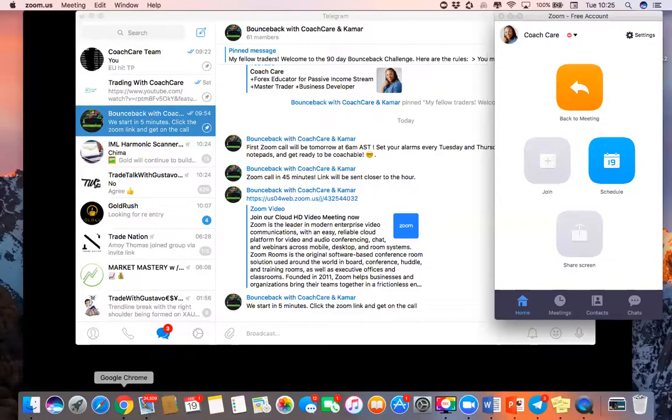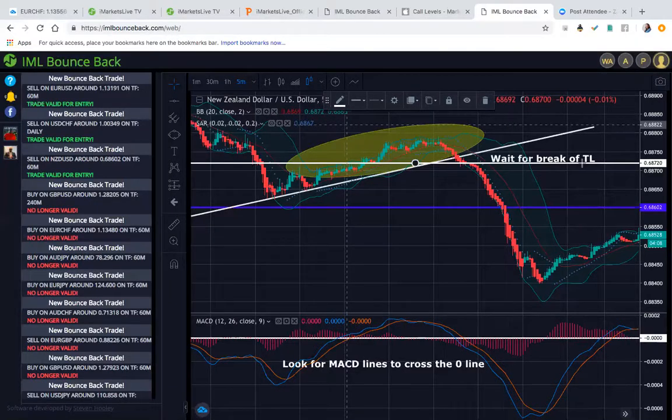right? So what happens, going back and sharing my screen, is that when this comes down here and breaks the trend line and reaches the 0.68720, you will get an alert on your phone saying level has been reached. You can come back simply to bounce back. Notice that your trend line has been broken, right?